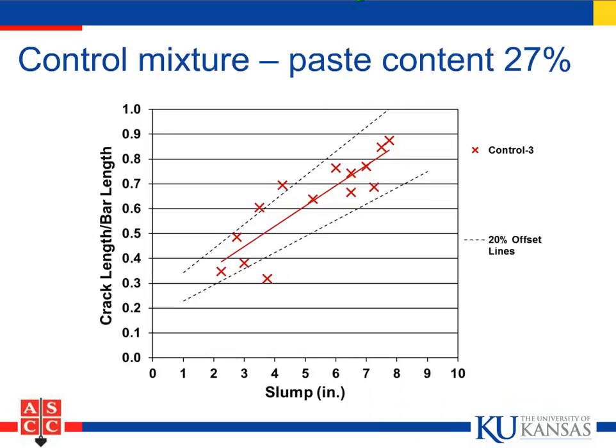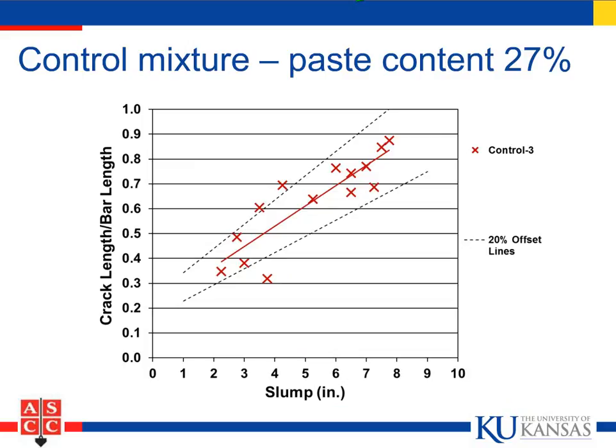And this is an example we have. So on the vertical axis, you see the crack length divided by the bar length. So that means it's a 12-inch long bar. So if it says 0.5, that means the crack is 6 inches long. And we plot this versus slump. And so this is what we call a control mixture. There's nothing special that we did here to reduce settlement cracking.